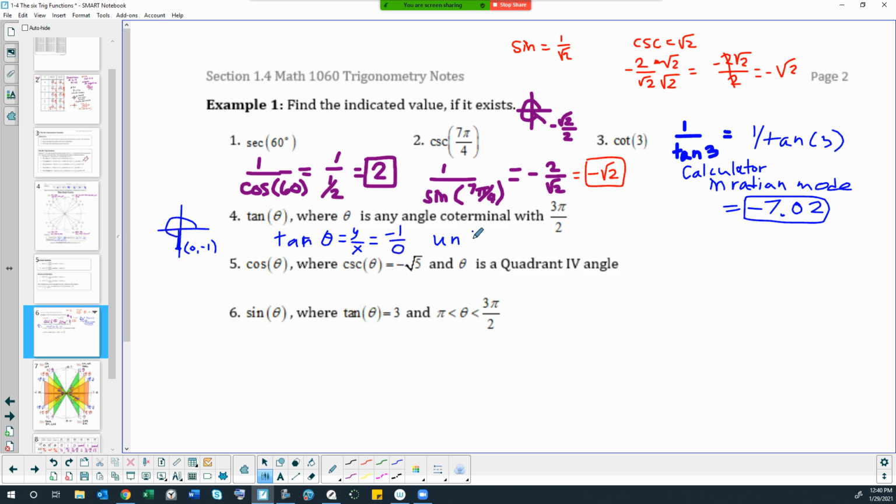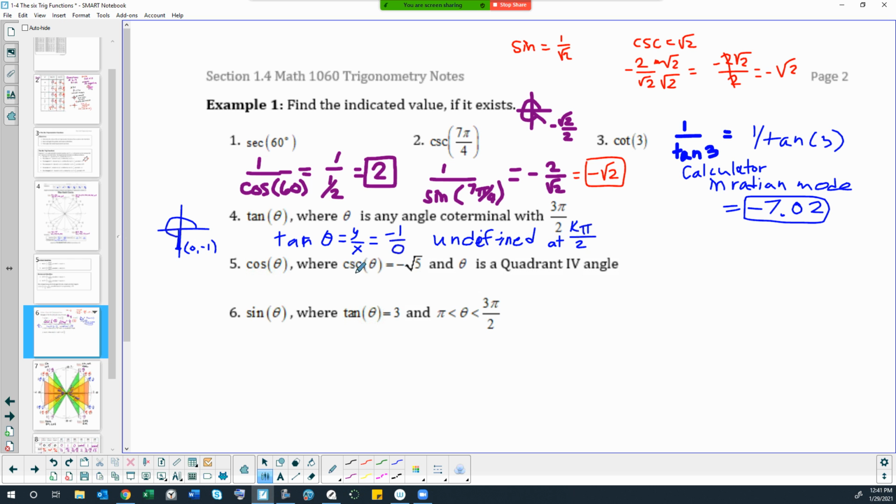So the tangent of 3 pi halves is literally undefined, as is the tangent of pi halves. So tangent is undefined at every increment of pi halves. So you could even call that k pi halves, because it will be undefined when x is 0, which happens at 90 degrees and 270 and anywhere around positive or negative to those two angles.